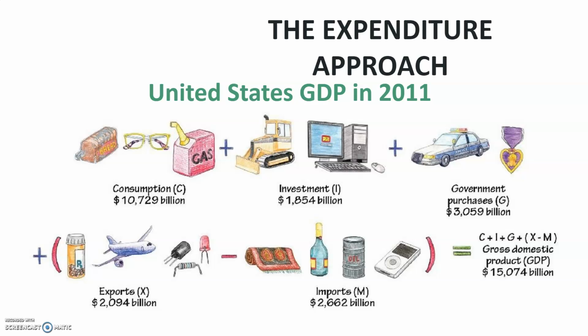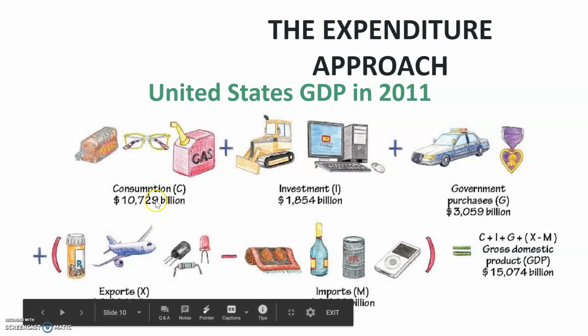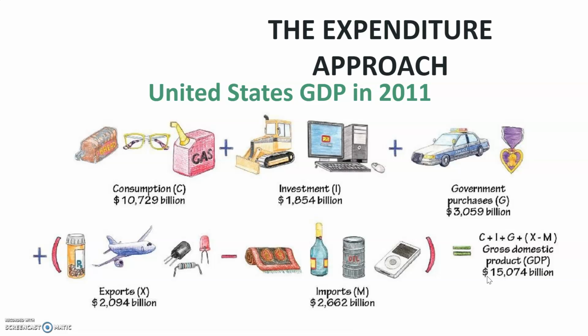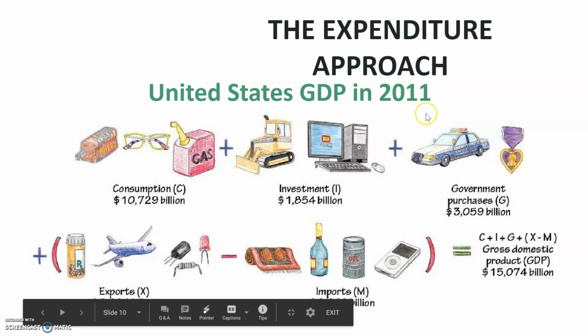So here's just a quick example if you wanted to work through it. You've got consumer spending here, plus investment, plus government, plus your exports minus your imports. Notice how the imports are larger than the exports, and that'll give us our total gross domestic product in billions of dollars for that period of time being 2011.